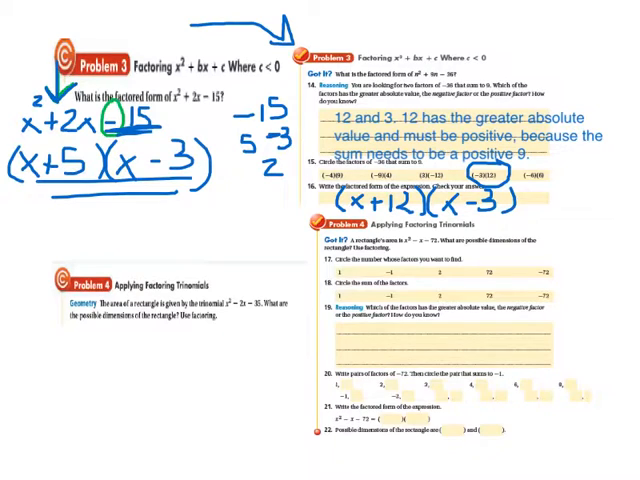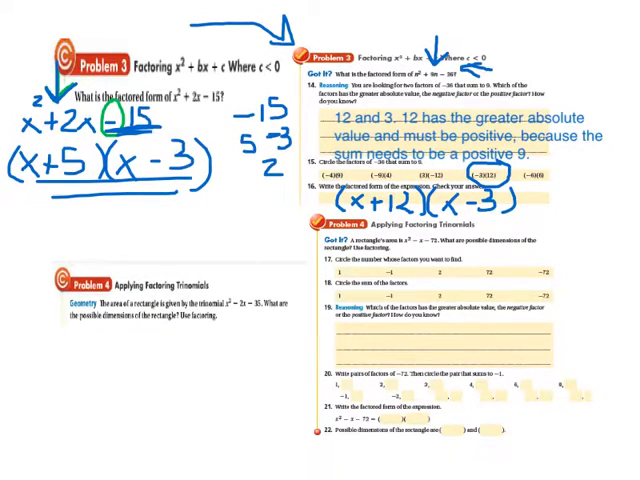Alright, your answer should look something like this. Positive 12 plus negative 3 equals the positive 9 that we're looking for right here, and it multiplies to the negative 36 that we needed right here.